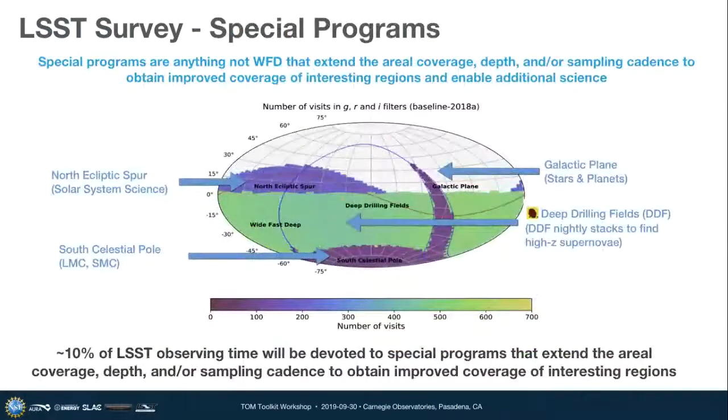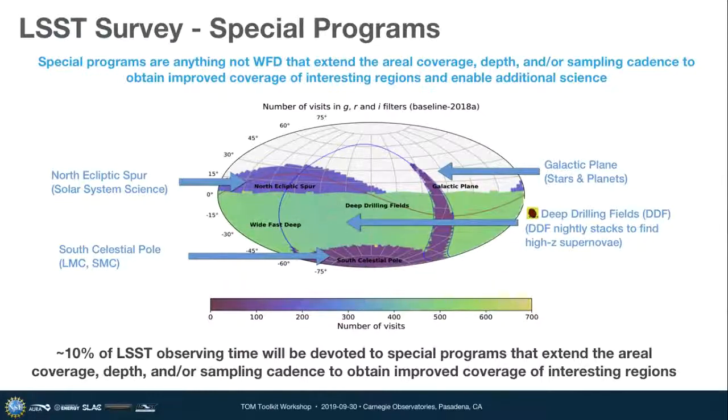So in addition to the wide, fast, deep survey, we will also do what we call special programs. They are accommodated in about 10% of the observing time that's not committed to the wide, fast, deep survey. We are still evaluating proposals for special programs. What we know for sure is that we will be doing deep drilling in a selection of fields. A few of them have already been announced.